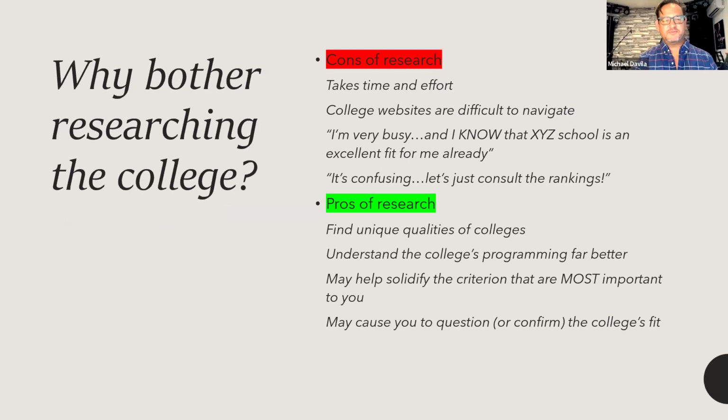Okay. So let's dive in. Why even bother researching the schools? Let's look at the pros and cons list. The con is it takes time and effort. We just outlined a lot of stuff that's happening for students and their families.